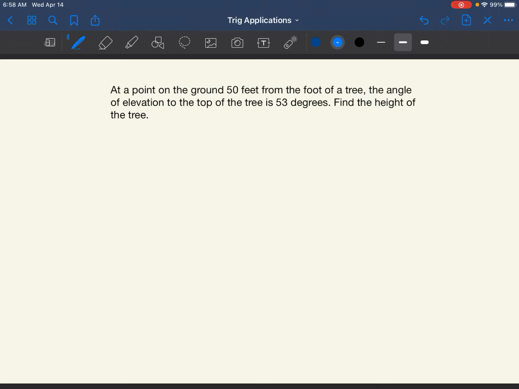So I'm going to go ahead. Once you read the problem, the next step is to draw the picture. Got to draw the picture. And just take it sentence by sentence. At a point on the ground, 50 feet from the foot of a tree. So I'm going to go ahead and draw the ground.